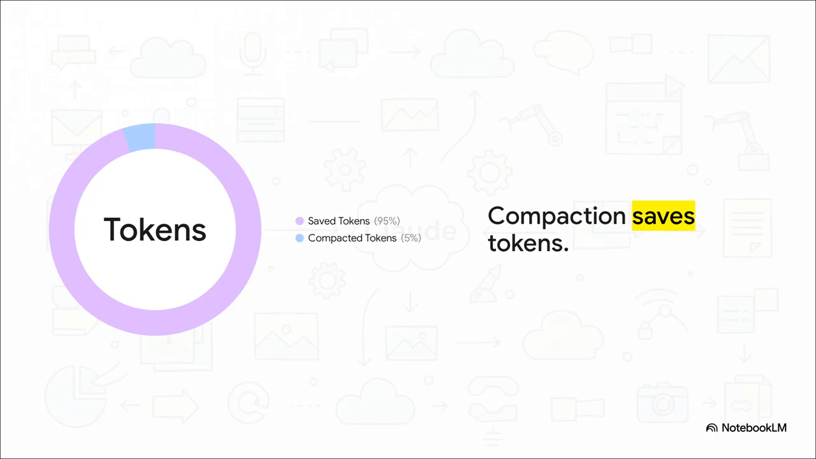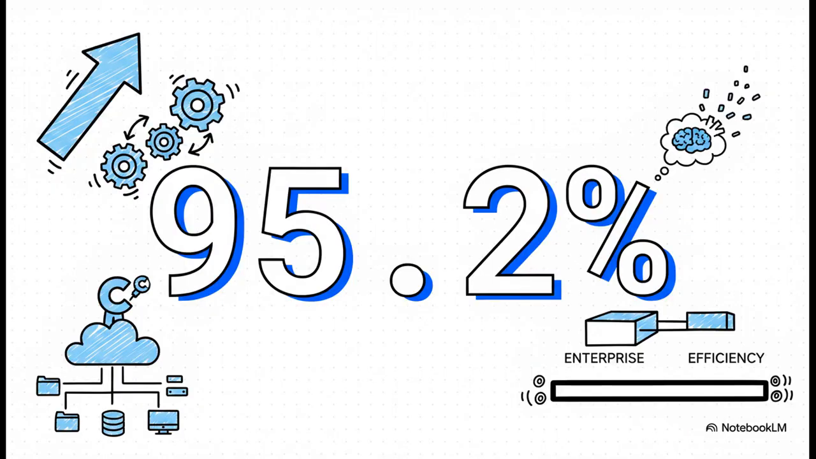It takes this abstract idea of token waste and grounds it in a very stark reality. Yep, that is a 95.2% savings in token usage. 95.2%. I mean, this isn't just some minor tweak. This is an absolute foundational requirement for enterprise efficiency. It proves that you can maintain deep, highly contextual workflows all day long without paying for millions of redundant tokens.